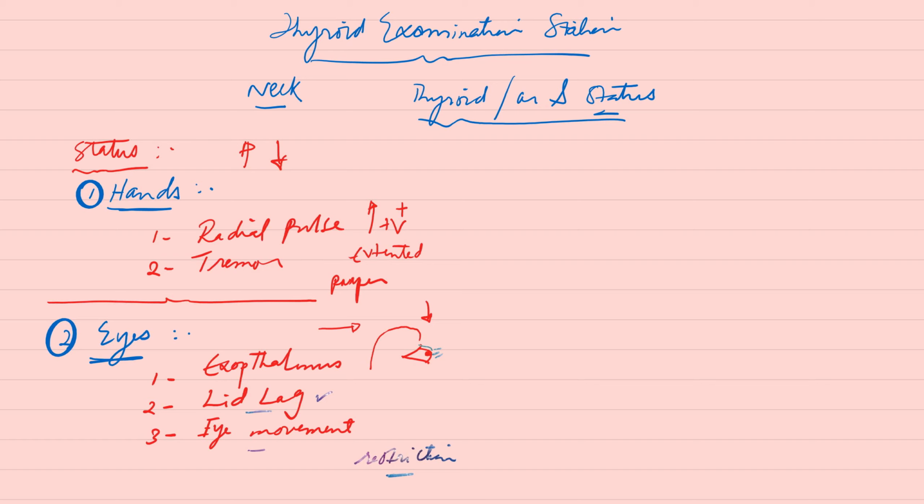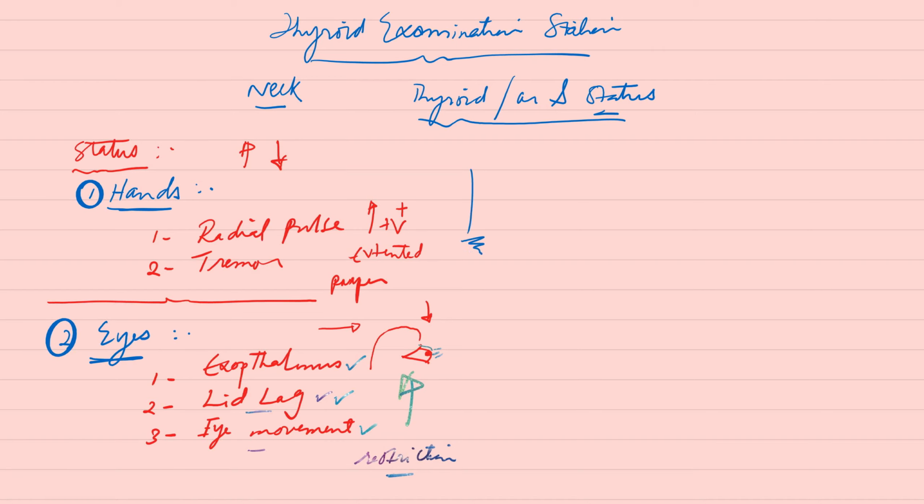Exophthalmos, lid lag, and eye movement difficulty, restriction, pain or double vision are all signs of hyperthyroidism. Okay.